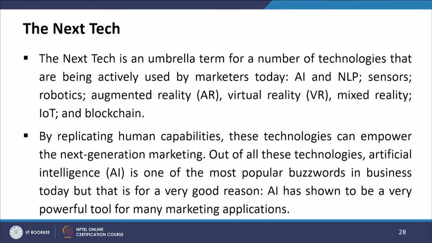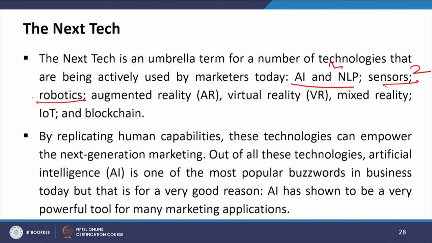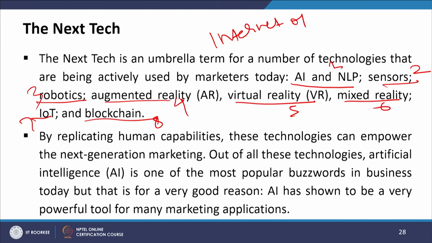The next technology is an umbrella term for a number of technologies that are being actively used by marketers today: AI and natural language processing, sensors, robotics, augmented reality, virtual reality, mixed reality, Internet of Things and blockchain. So, this next technology consists of 1, 2, 3, 4, 5, 6, 7 and 8. So, this IoT is Internet of Things.